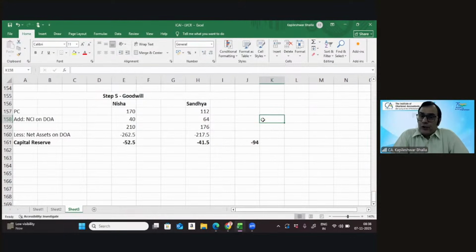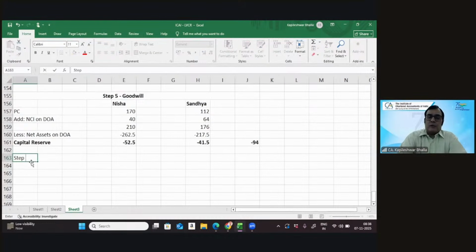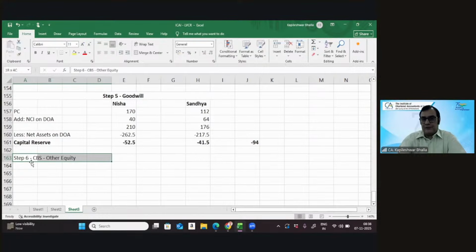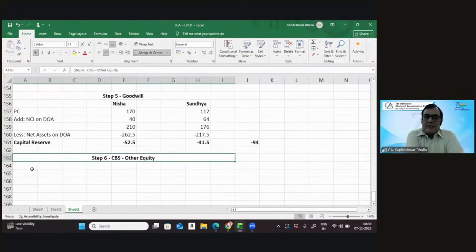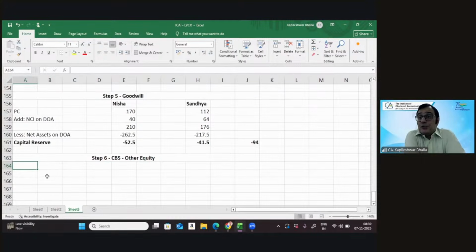Step number 5 is also done. Now we are ready to go to the step number 6. So let's go to the step number 6. And what is the step number 6? Consolidated balance sheet, and that is other equity in this particular case. Tell me now how many focus points are there in terms of consolidated balance sheet other equity. I think I gave you that there are how many focus points in this case. So would you like to tell me that when you prepare the consolidated balance sheet other equity, how many focus points are you going to consider in this particular case?